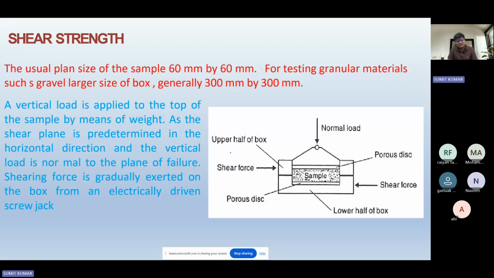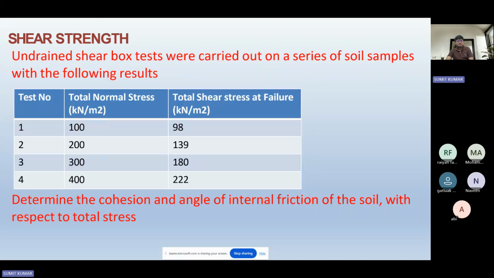So the shearing force is gradually applied on the box from an electrically driven screw jack. It is not always electrically driven. Sometimes manual is also there, depending upon what type of apparatus is present in the laboratory. I just want to mention that.